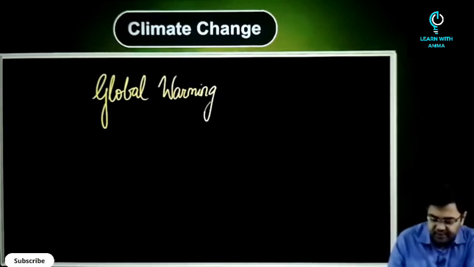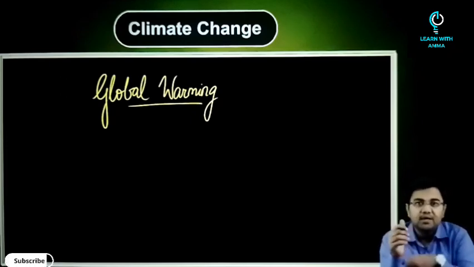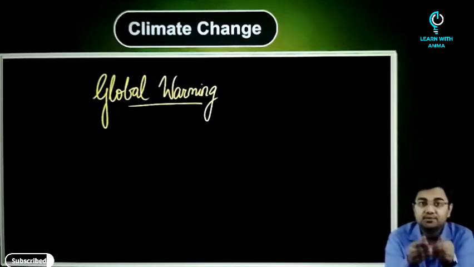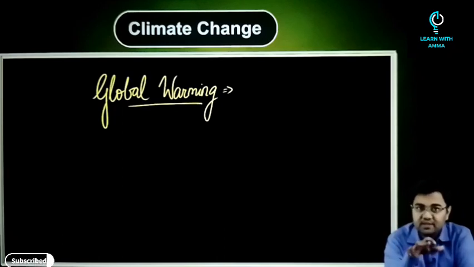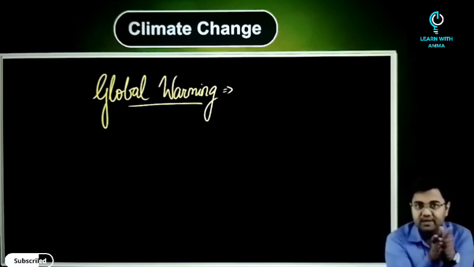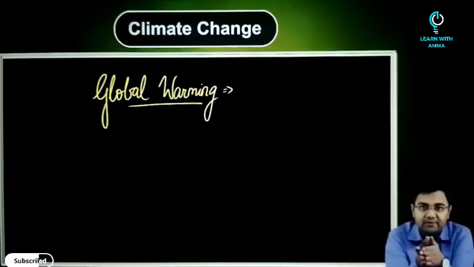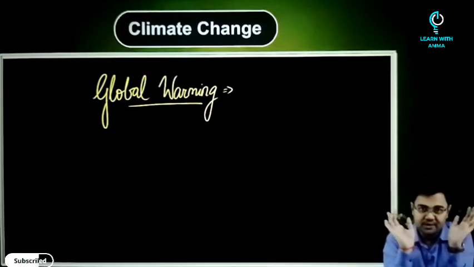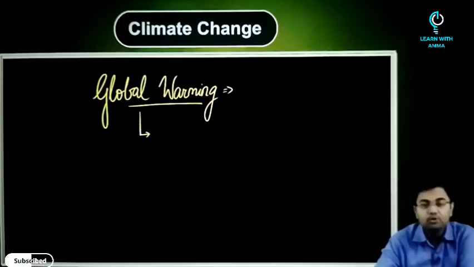Just try to understand why I am not using the term climate change and I'm using the term global warming. Mainly because global warming is associated with human activities. The component of climate change which is associated with human activities is called global warming. So when I say climate change, it includes both natural as well as anthropogenic factors. When I say global warming, it only includes the anthropogenic factors, right? So please understand that.